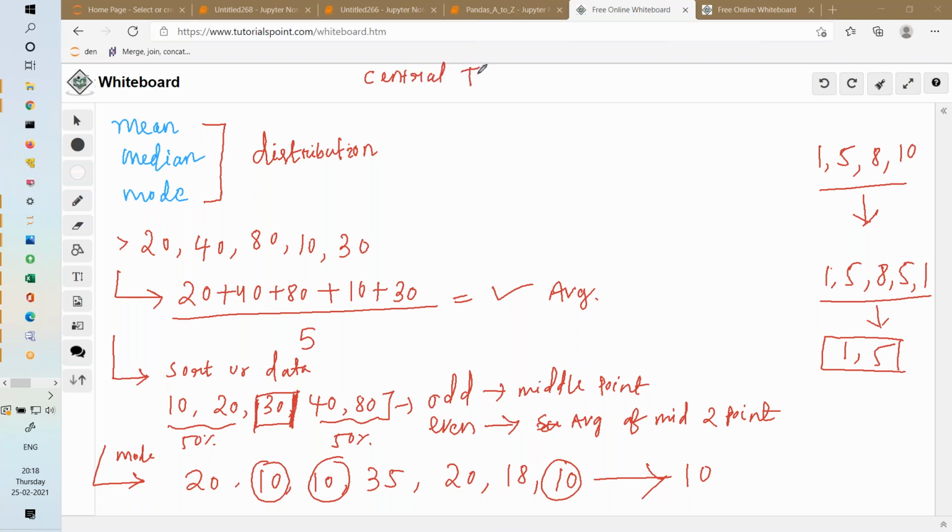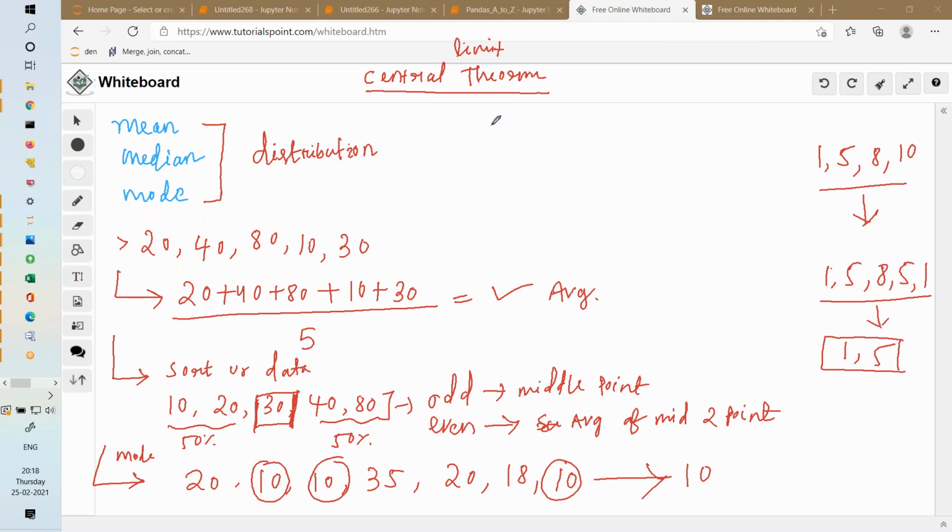So there is a concept called central limit theorem. What do you mean by that? Central limit theorem means what should be your center. Very soon you are going to understand this concept. I'll give you one example, and from that you will tell me what will be the center here.